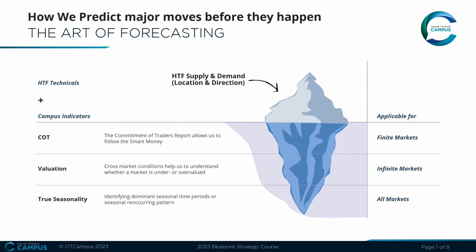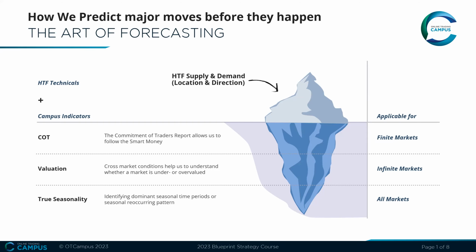Last time we started talking about valuation and we applied the valuation, the cross-market conditions, on stocks and bonds. And today we're going to continue where we left off last time. So within our infinite markets, we still have to cover Forex. And on top of that, we also want to check how the valuation may also play a role in our finite markets, as a secondary tool.